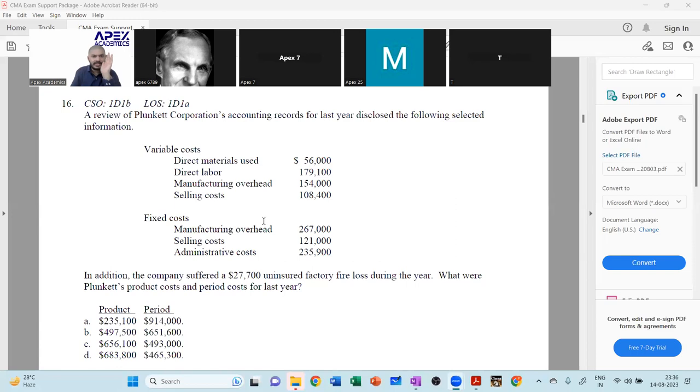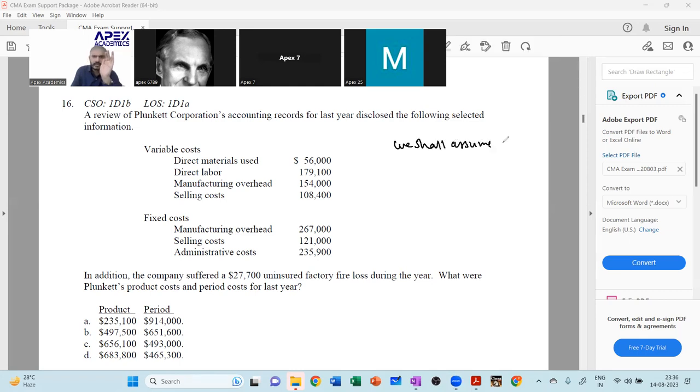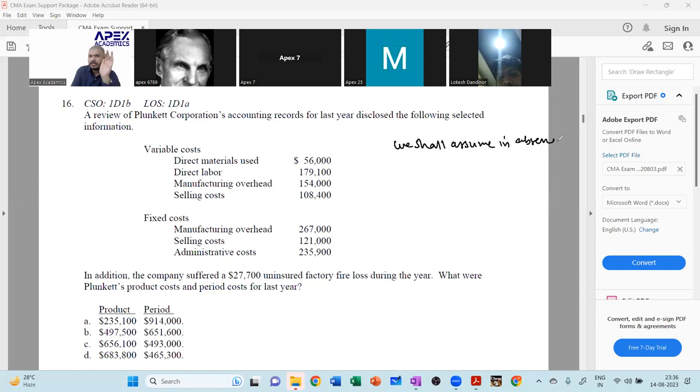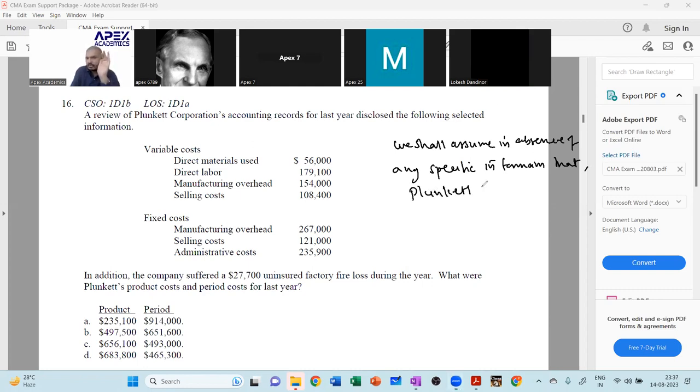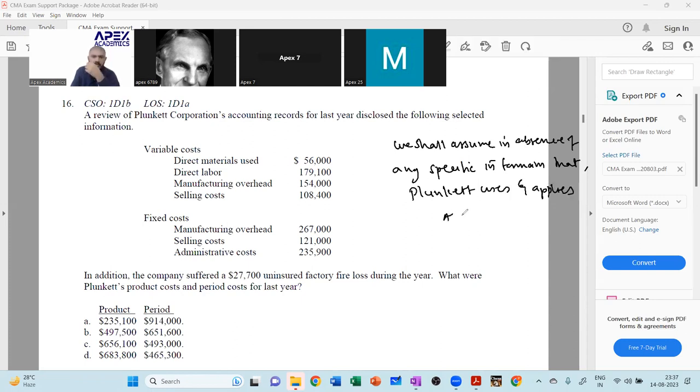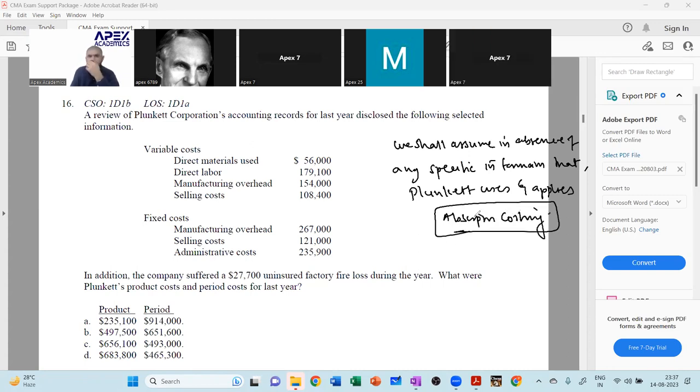Now, since there is nothing that has been assumed here, we shall assume, in absence of any specific information, that Plunkett uses and applies absorption costing. Why absorption costing?